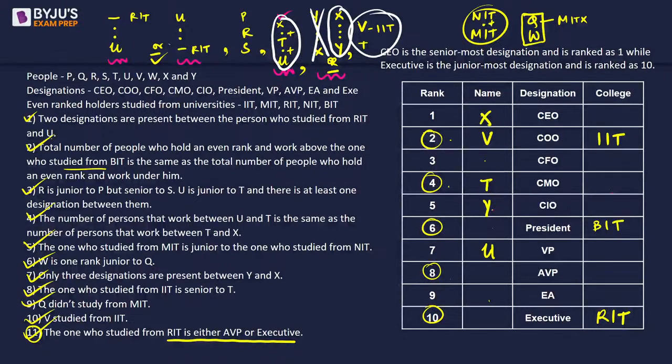Now using MIT has to be below NIT. This is the only place NIT is there, and this is the only place we can have MIT. So the colleges are fixed. We don't know anything about the odd numbered ranked colleges. Okay, now Q and W, they are going to be together. We can't put them at 3rd or 6th position. It's going to be 8th, 9th or 9th, 10th, right? Suppose if I take Q and W like this, it says Q didn't study from MIT. So we can't have Q at 8 and 9. So Q and W, they will take 9 and 10.